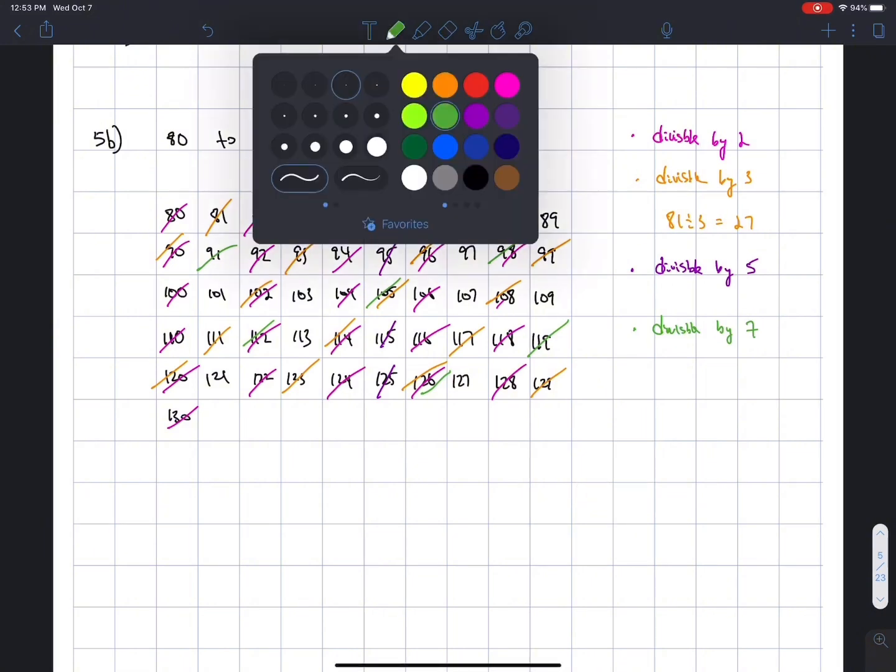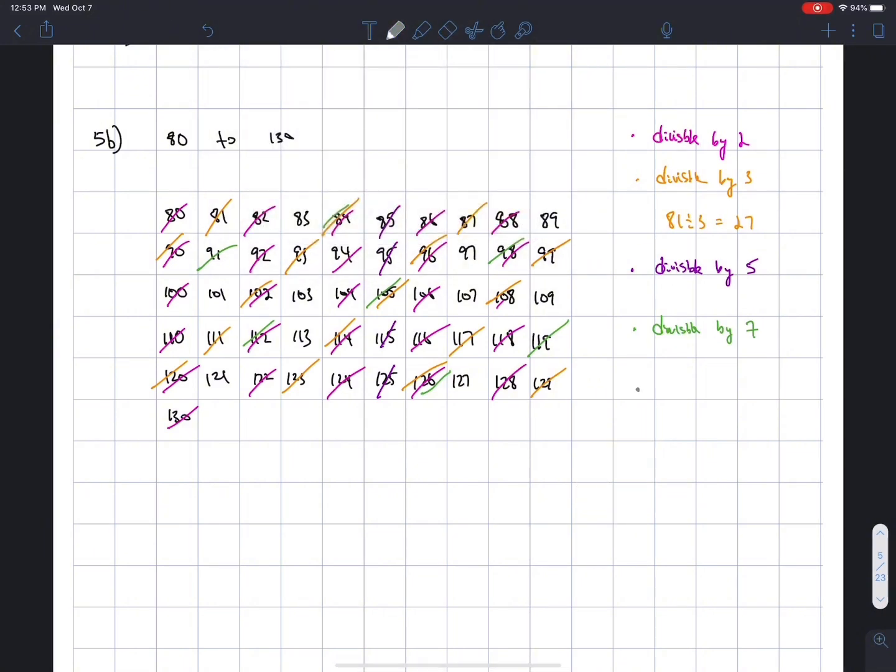8 is not prime, so I don't need to try it. 9 is not prime, I don't need to try it. 10 is not prime, I don't need to try it. 11 is a prime. So divisible by 11. So the first one should be 88. And then 99. 99 plus 11 is 110. 110 plus 11 is 121. 121 plus 11 is 132, and that's it.